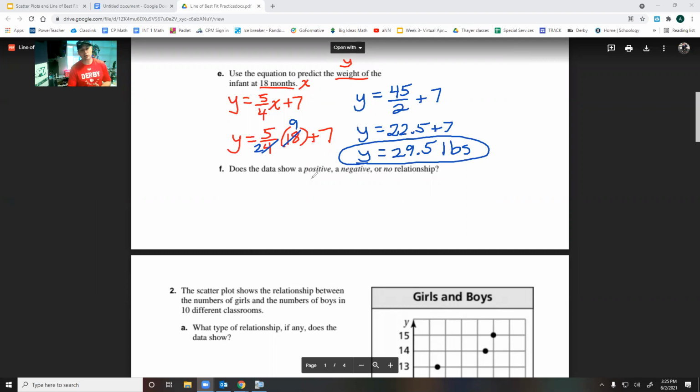Part F, does the data show a positive, negative, or no relationship? Remember, positive means your data is flowing up, negative flowing down. No relationship is your data is incredibly scattered with no pattern at all. Well, that graph was flowing up. This baby's growing, so we are showing a positive relationship in this graph.